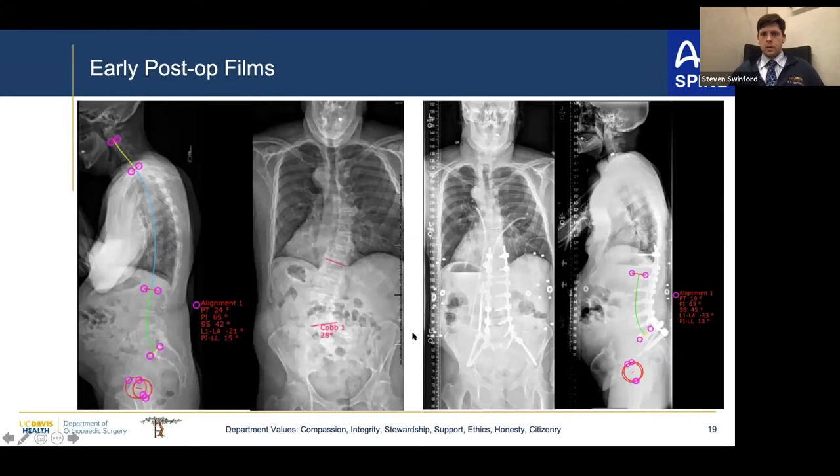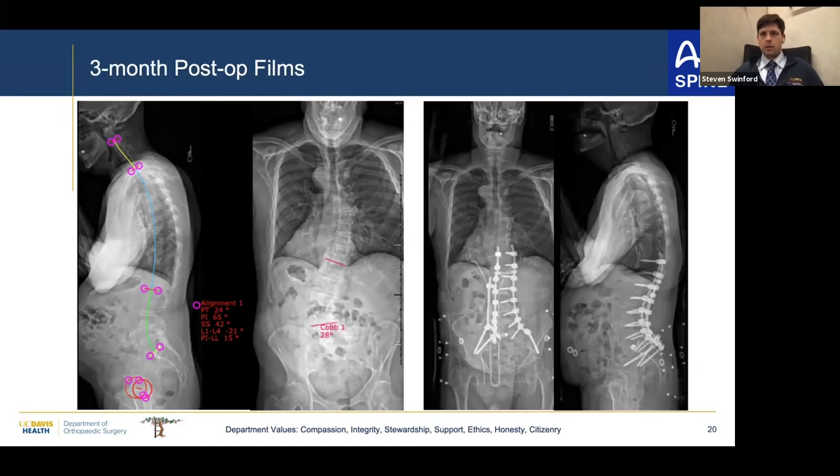So overall, we were able to get his PI-LL mismatch within 10 degrees. At his 3-month follow-up, he actually kind of settled in a little bit more and looks much more comfortable. He still has about a 5 to 6 centimeter positive sagittal balance, but I think he's feeling much better at this point. And it's a pretty good example of how much power you can get from this simple little rod distraction technique.